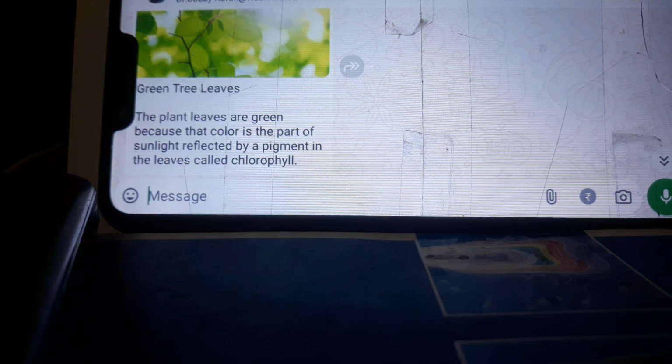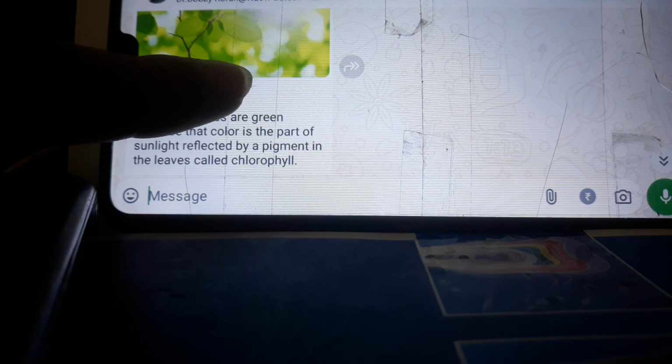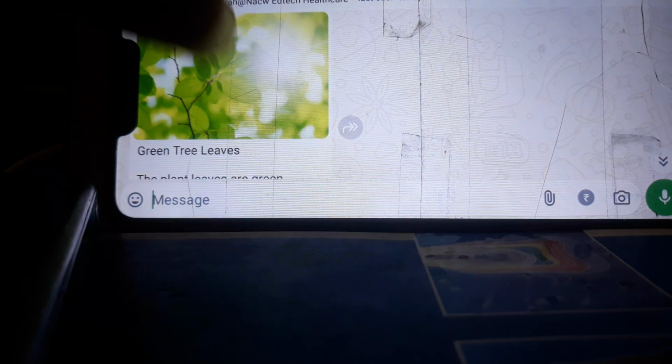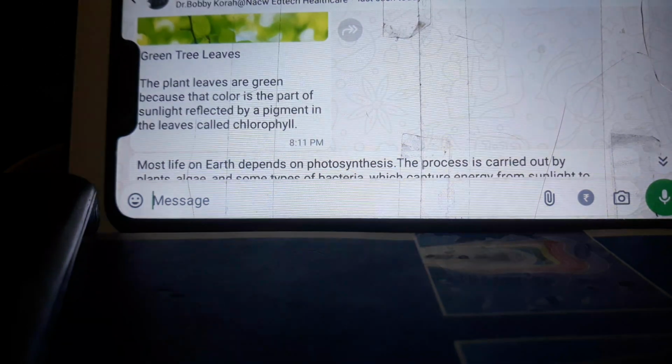We're here on the explanation of the process of photosynthesis. This is a clear-cut photograph of photosynthesis live, and it basically refers to plant leaves that are green because the color is part of the sunlight reflected by a pigment in the leaves called chlorophyll.